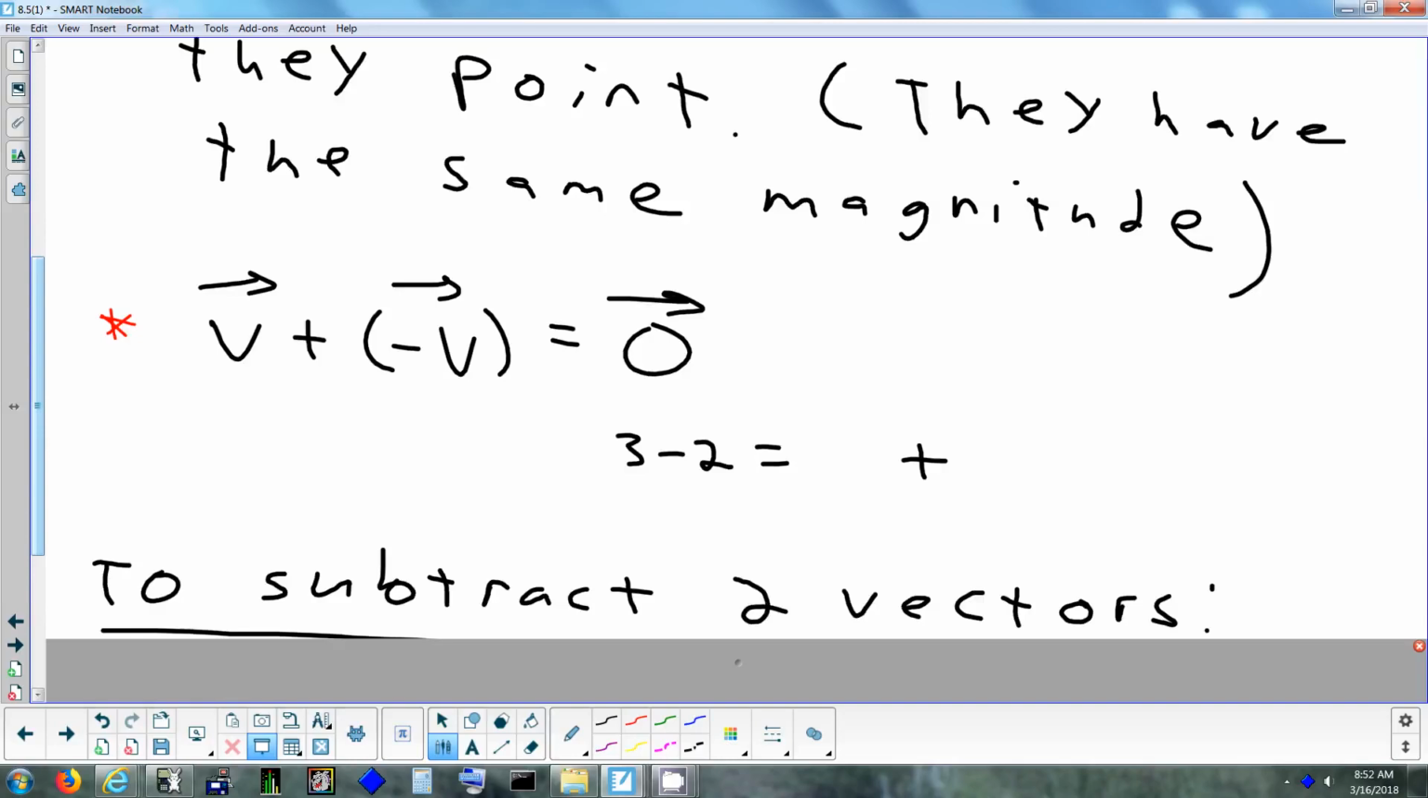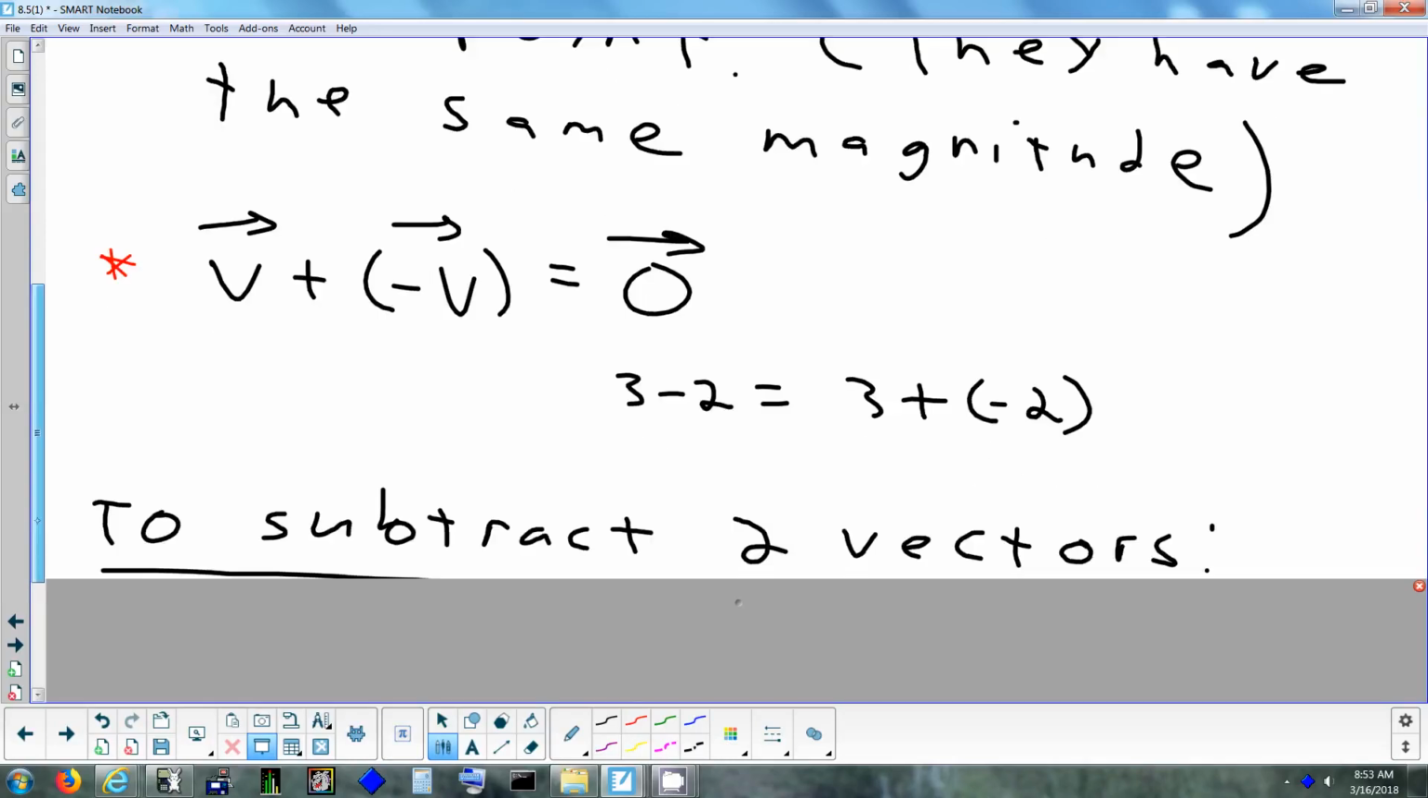Yep? Negative 2 plus 3. Okay, so you could think of it as negative 2 plus 3. Could you just keep the order the same? Keep the 3 first and the 2 part second? 3 plus negative 2. Yeah, so all you have to do is add the opposite of the second number.